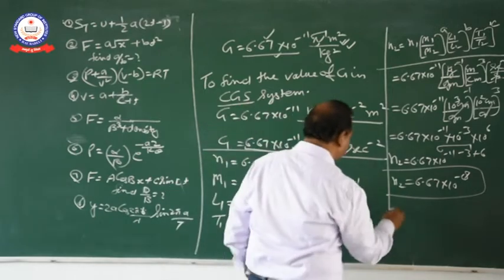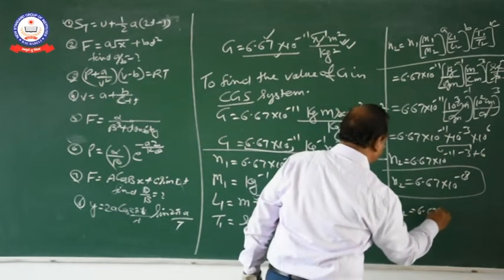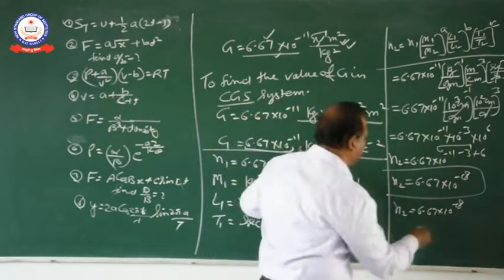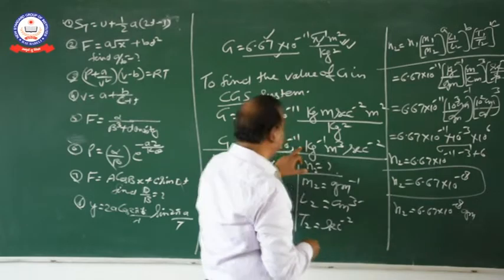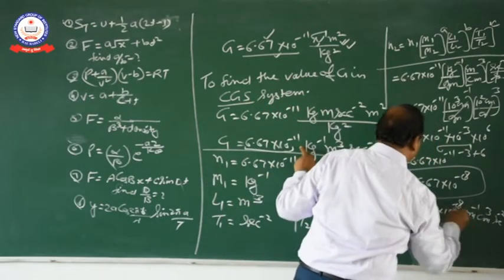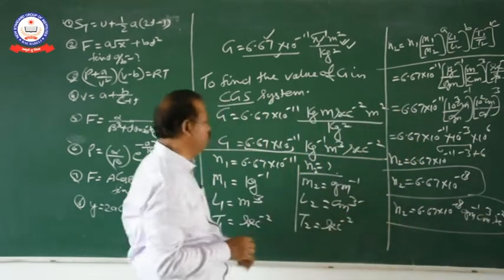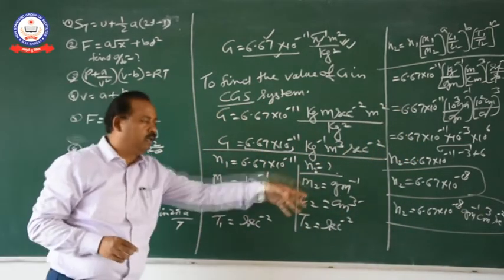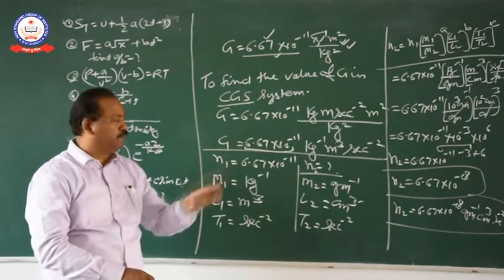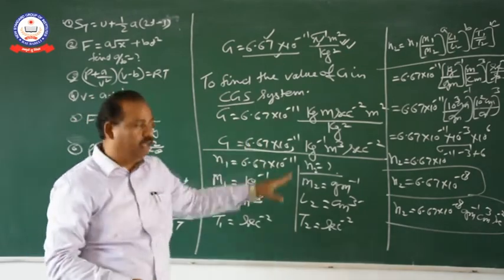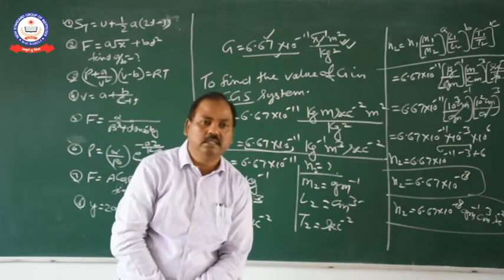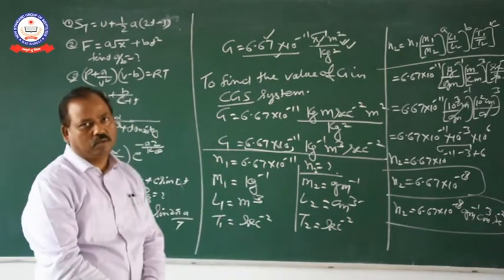So N2 is equal to 6.67 into 10 raised to power minus 8 gram inverse centimeter cube second raised to power minus 2, correct? This is the required value, students. Okay, now there is no problem, so I have taken this question as revision.